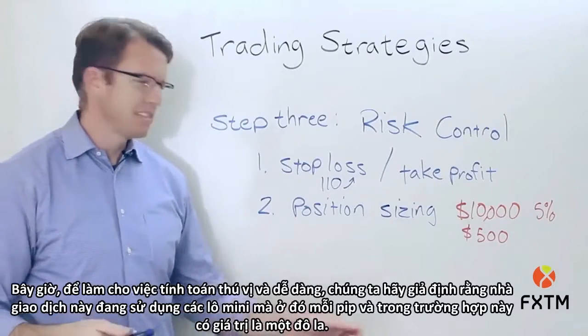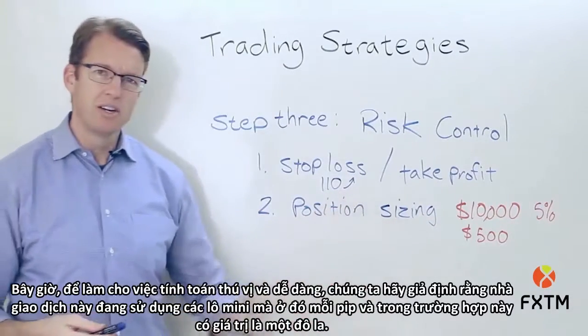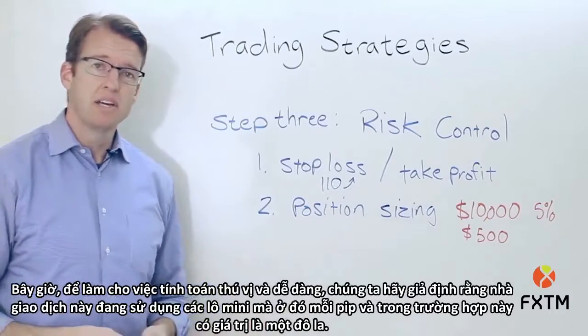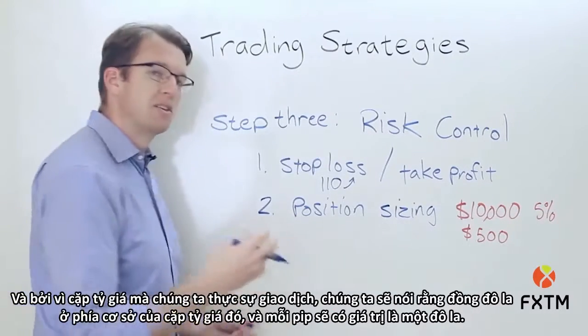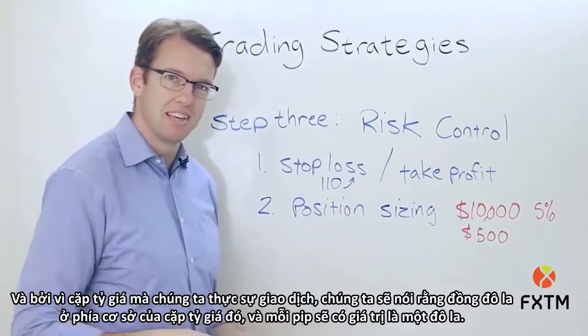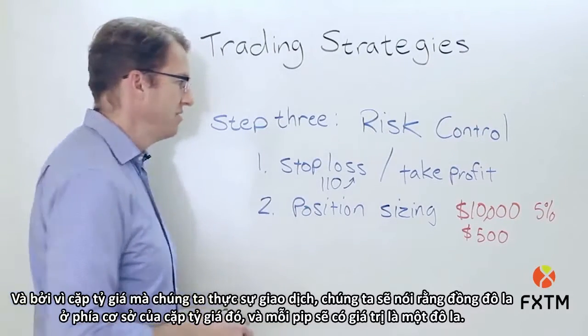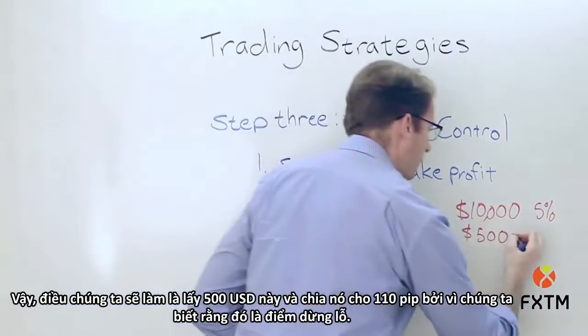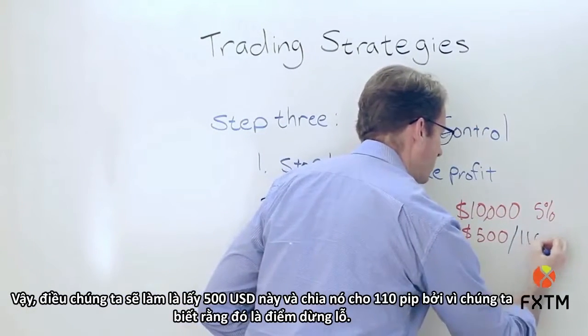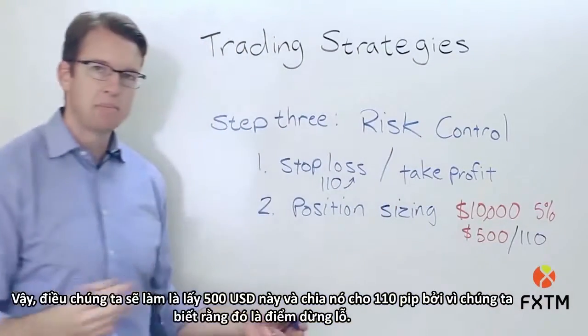Now, to keep our math nice and easy, let's say that this trader is using mini lots where each pip in this case is worth $1. Because of the currency pair they're trading, we'll say that the dollar is on the base side, so each pip will be worth $1. So what we would do is take this $500 and divide it by 110 pips, because we know that's where the stop loss is.